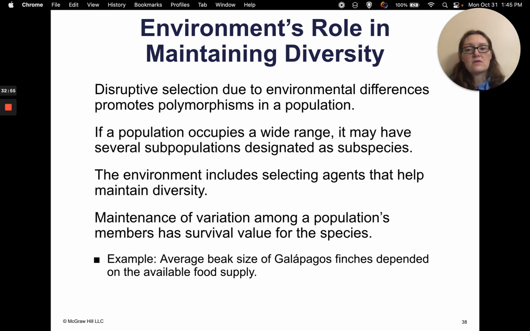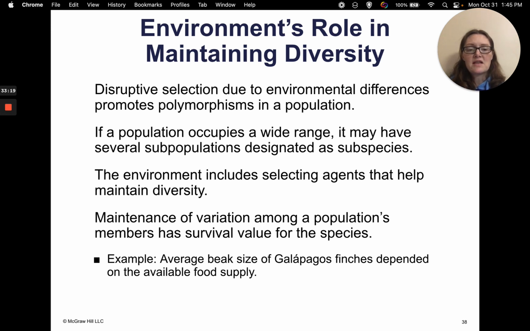So disruptive selection due to environmental differences promotes polymorphism in a population. A population occupies a wide range and may have several subpopulations designated as subspecies. So this is where it gets a little gray area. Some scientists don't like subspecies. Some argue that you should just have a species and not divide it down into subspecies. It really just depends on the scientist.